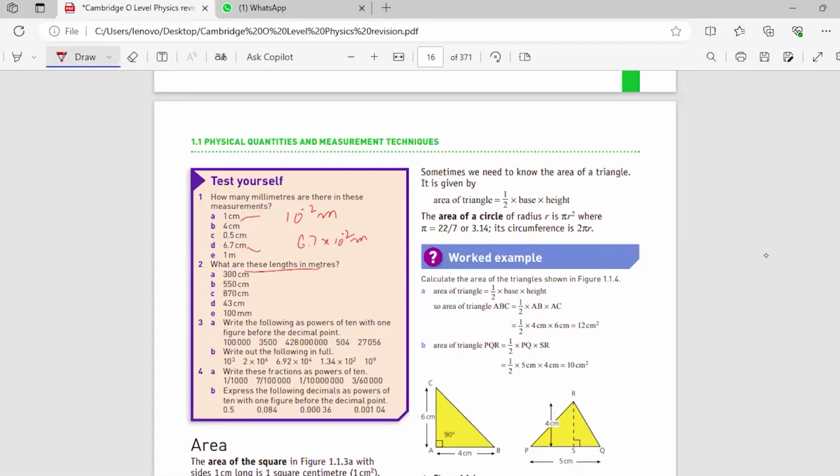What is the length in meters? We have to convert it into meters. That is 300 into 10 to the power minus 2 meters. That comes to be 3 meters. Then 4.3. Another way is 43 over 100 meters, that is 0.43 meters. 100 millimeters comes to be 100 by 1000, and this is 1 by 10, or 0.1 meters.